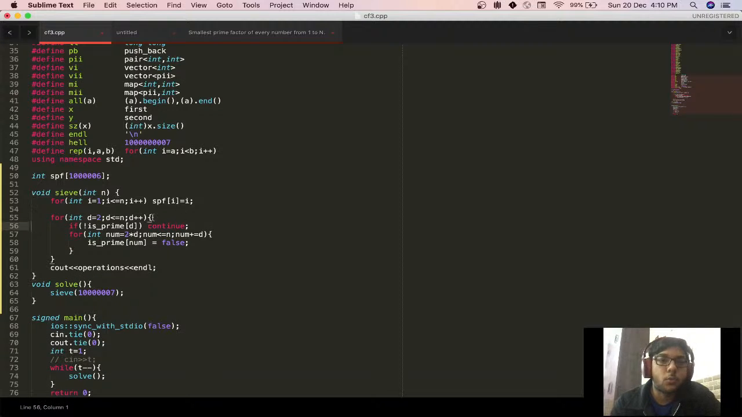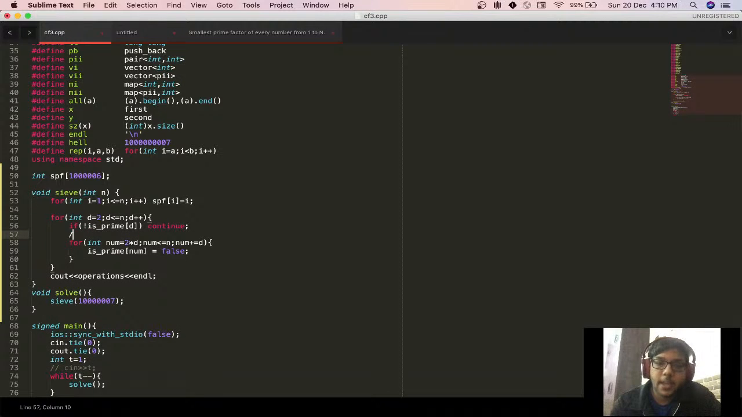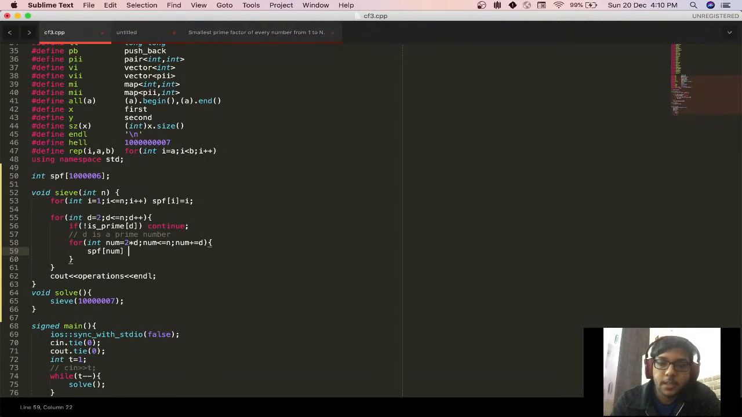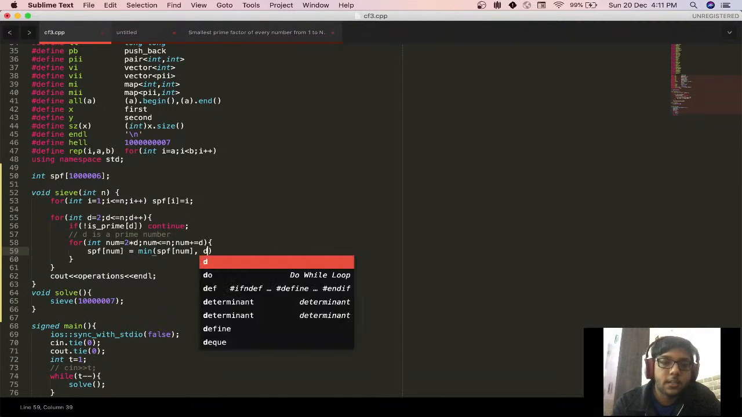But what happens inside this loop? What this is going to do is we are fixing a divisor, a prime divisor. When we are here, it means that D is a prime number, because if it had not been a prime number, we would have already continued. So if D is a prime number, it is going to say to its multiples that I am a prime divisor of you. So I am iterating over its multiples and I am going to say that I am a prime divisor of you. So what we can do is the smallest prime factor of number is equal to the minimum of the smallest prime factor of number, comma, this D.